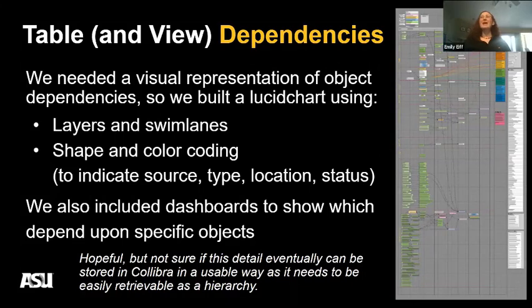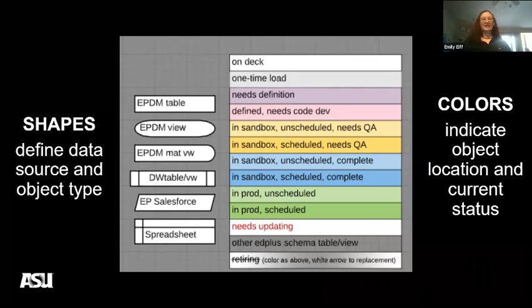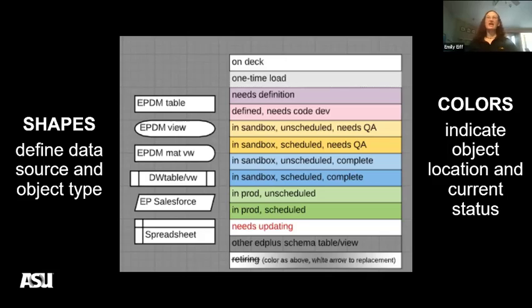We're hoping someday maybe some of this can be stored in Collibra, but we're not quite sure how that would work and if we'd be able to get it back out in a way that's as nicely visual as we would like it to be. So some of the features and functions that are native with Lucidchart, we're using the shapes and colors, all the variety that's available there to help delineate things. So shapes define the data source and the object type.